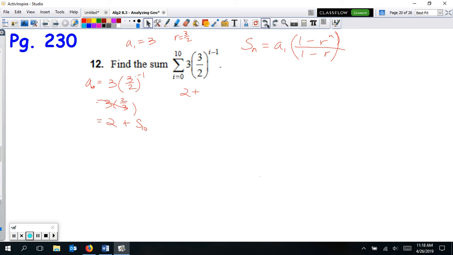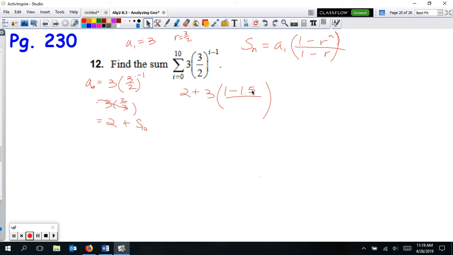So starting off with, we're going to say 2 plus. I'm just going to keep saying the 2 plus so I don't forget to add 2 to the end. So 2 plus, and then it's going to be 3 for the A of 1, and then parenthesis 1 big fraction, 1 minus up on top, and then it's R, which R is 3 over 2, where I'm going to change it to 1.5. 3 divided by 2 is 1.5. I think it might be easier to write a decimal there.